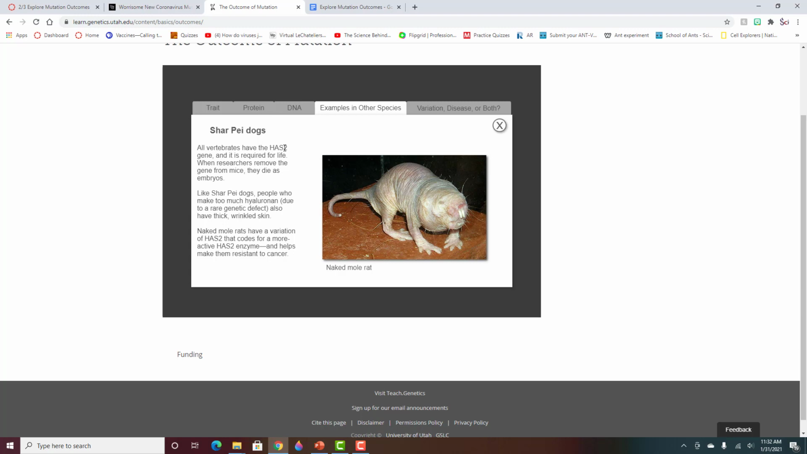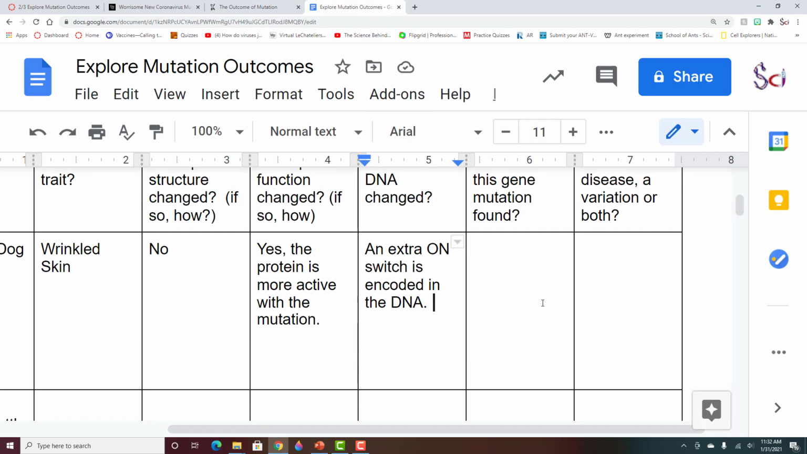Alright, so vertebrates have the HAS2 gene, and it is required for life. When researchers removed the gene from mice, they all died. So they tried taking this out, because it just controls wrinkly skin, right? So they take it out, and the embryos all died. So it's actually required for life as well. Shar-Pei dogs, people who make too much hyaluron, also have thick wrinkled skin. So apparently this can occur in humans as well. And then naked mole rats have a variation of that as well. So you're going to probably get multiple animals that this affects, and apparently it affects all vertebrates.